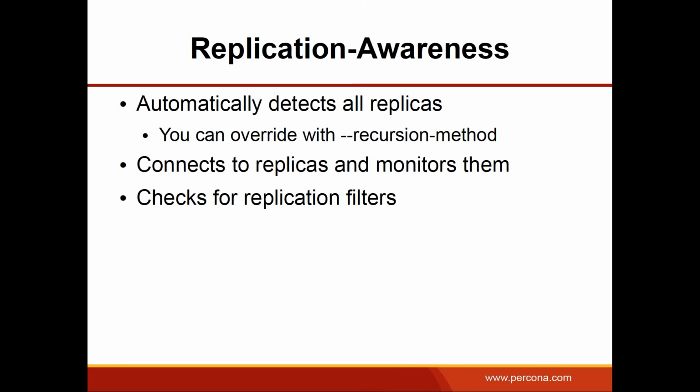pt-online-schema-change runs a series of small, short-lived statements, and these will typically not cause replication to be delayed. But if replicas are not very powerful, or if they're already kind of running close to the limits of what they can perform, then it's possible that the replicas will fall behind. And the tool will detect that, and it will stop or slow down its operation accordingly.